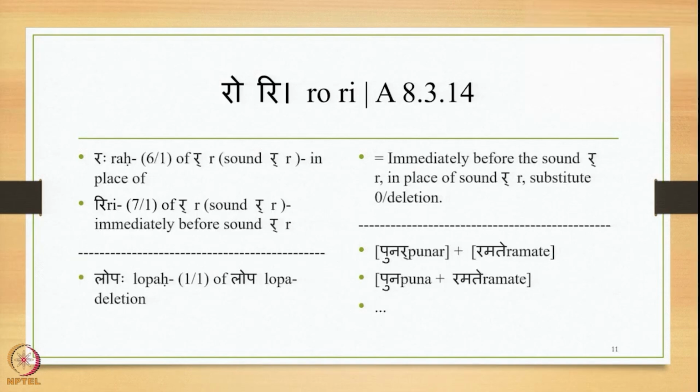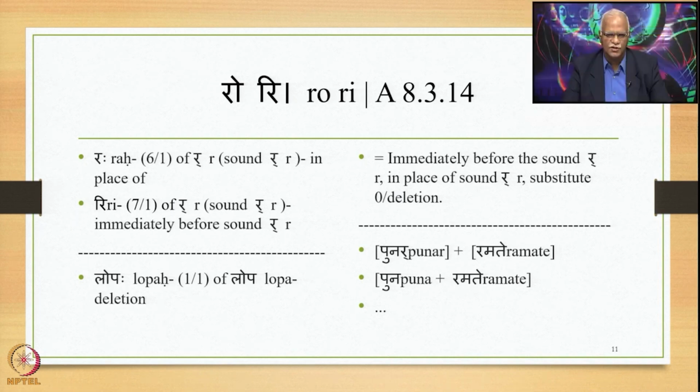Now let us go to the next sutra, Rori. There are two padas in this sutra. This is 8.3.14. There are two padas in the sutra, Raha and Ri. Raha is 6/1 of Ra, referring to the sound Ra, which means in place of sound Ra, and Ri is 7/1 of Ra, that is sound Ra once again, which means immediately before sound Ra. The word that continues is lopaha, that is 1/1 of lopa, meaning deletion as substitute.